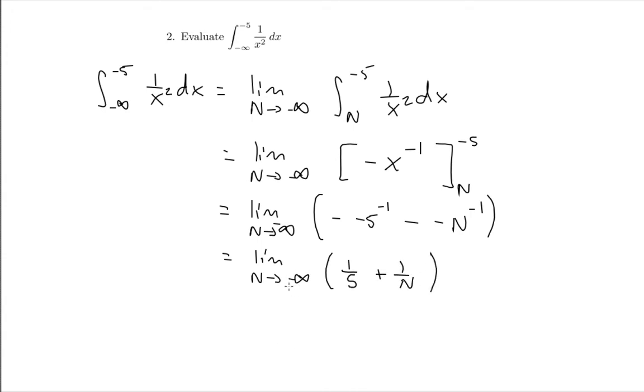And as we take the limit as n goes to negative infinity, the bottom of this fraction becomes larger and larger negative numbers. So negative a million, negative a trillion. And of course, 1 divided by a very large number quickly goes to 0. So as n goes to negative infinity, this goes to 0. And so the answer that we're left with is just 1/5.